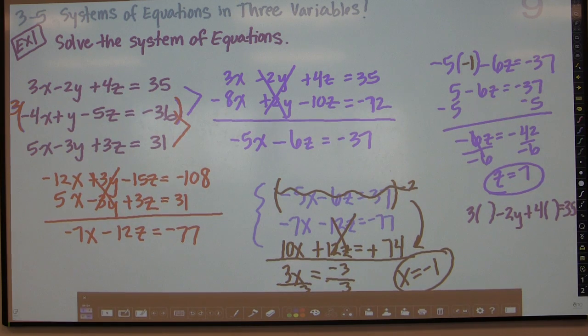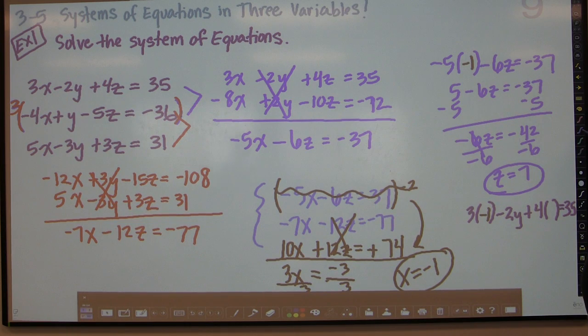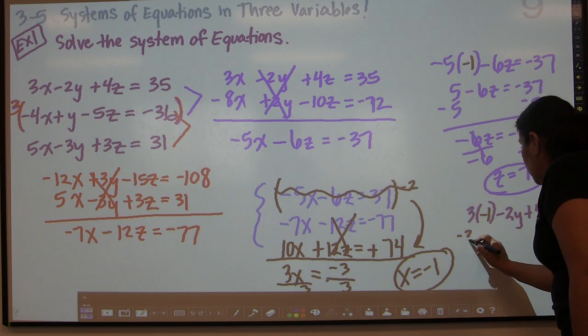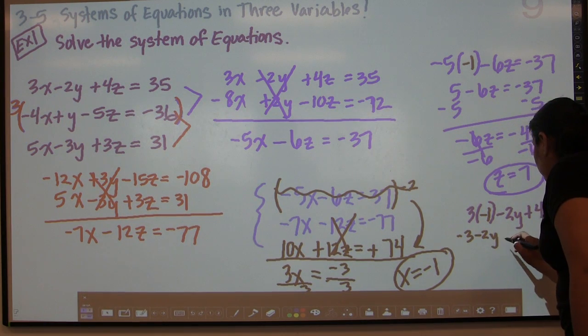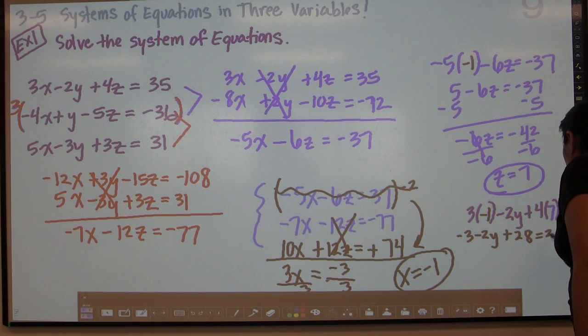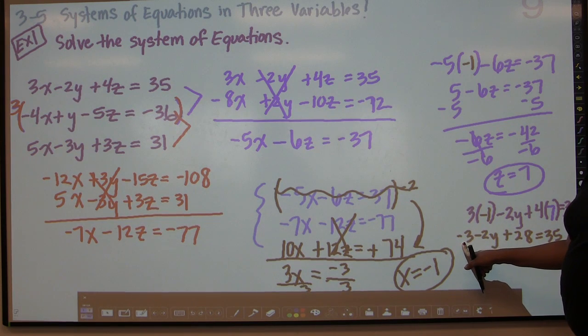Okay, so there I am. And x was -1. And z is 7. And then we're going to keep simplifying. So we're going to get -3 minus 2y plus 4 times 7 is 28 equals 35. 28 minus 3 is 25.